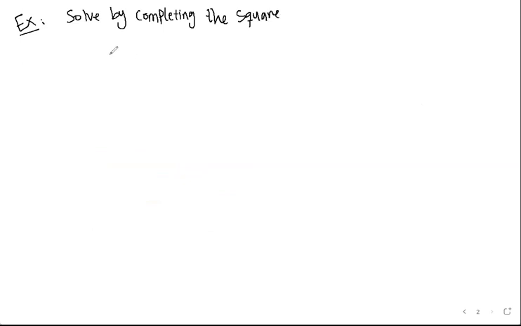Last time I did a simple example. Today I'm going to do this example: 3x squared minus 12x plus 6 equals 0. How can I solve this one? By completing the square.